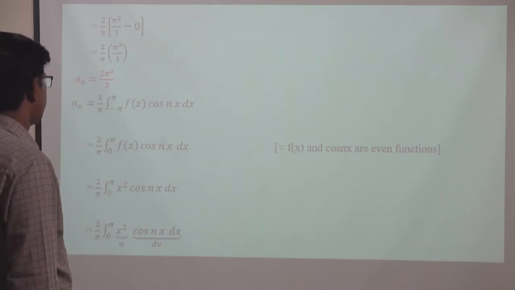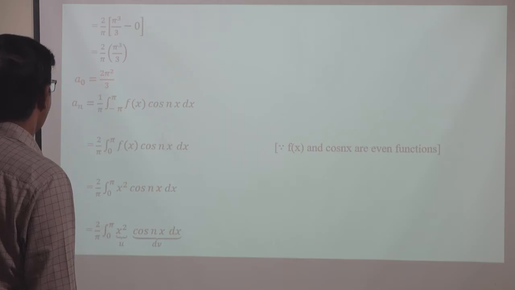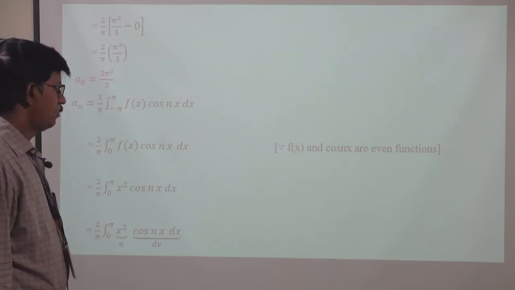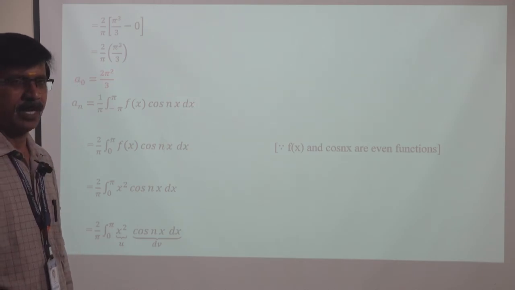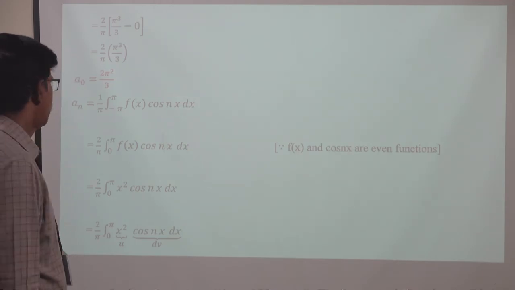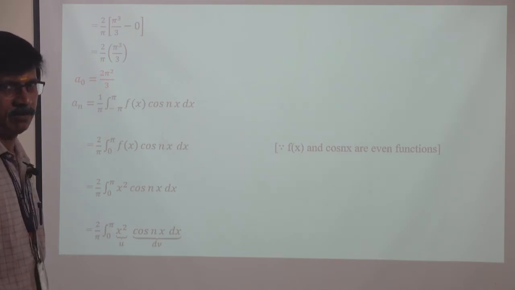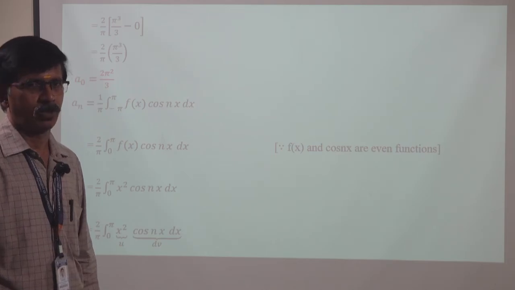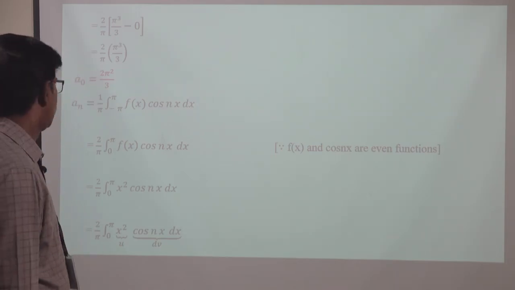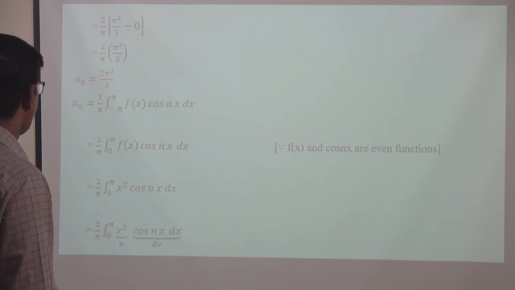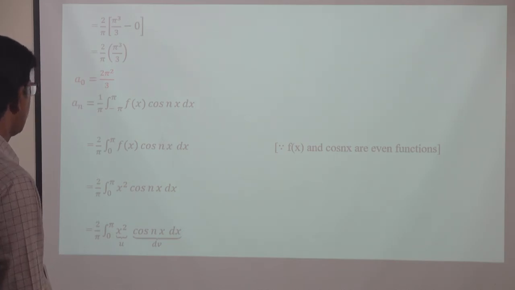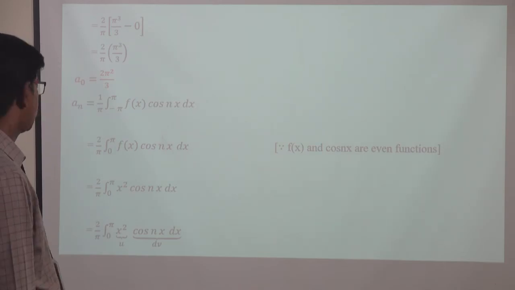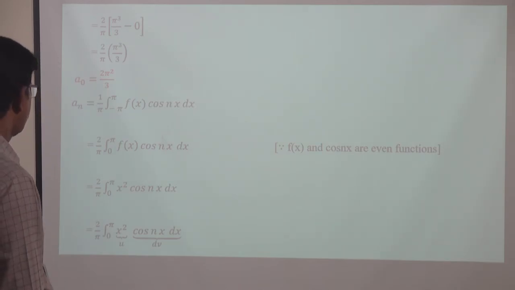Then if we go for a n, a n is equal to 1 by pi integral of minus pi to plus pi f of x into cos nx into dx. We know that the given function f of x is an even function and cos is also an even function. Here f of x into cos nx will be an even function. So, we have to change the interval from minus pi to plus pi to 0 to pi, since the function we have considered is even. Then a n will be 2 by pi integral over 0 to pi f of x into cos nx into dx. We substitute the function f of x, then it will become x square into cos nx.